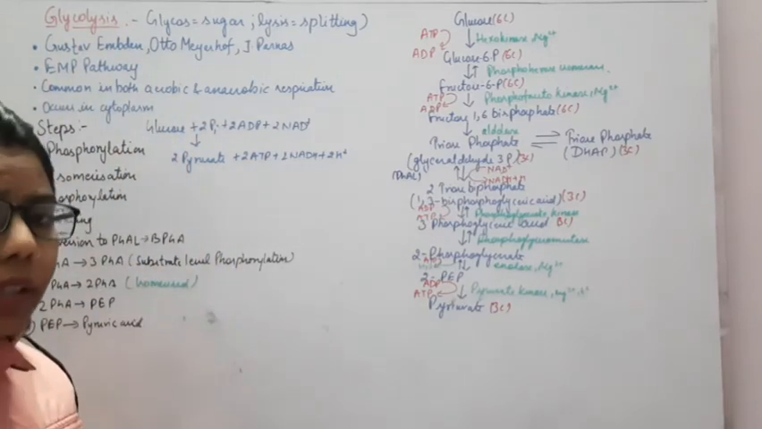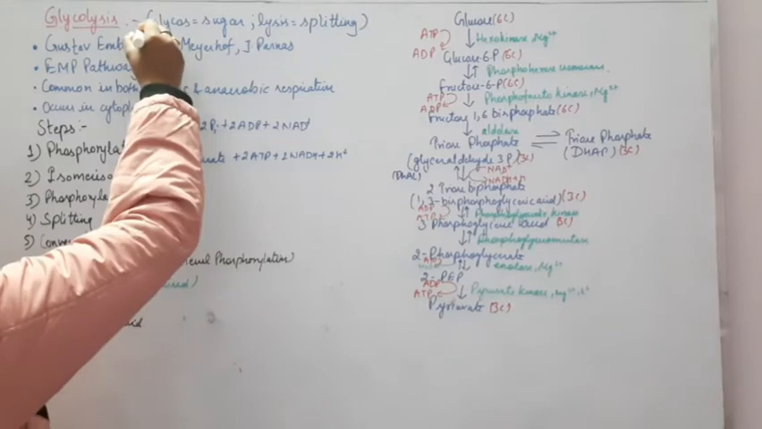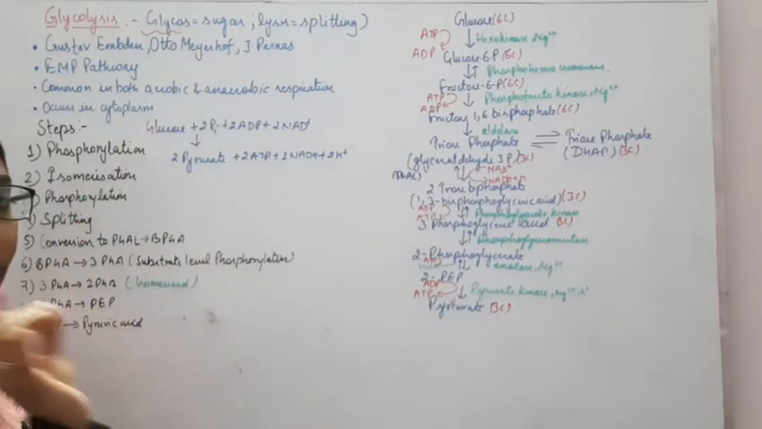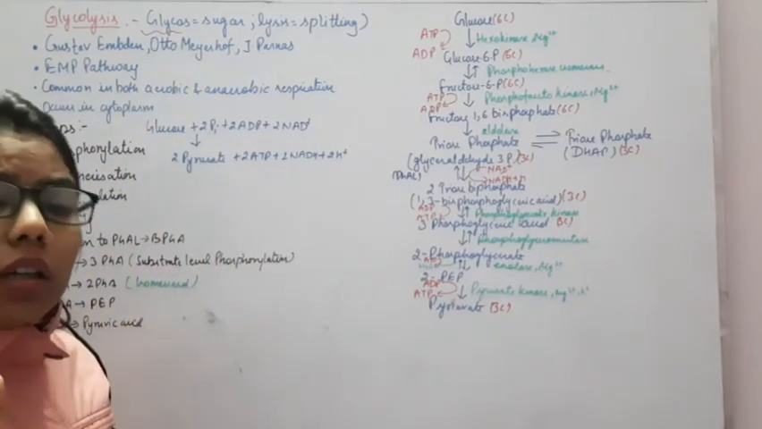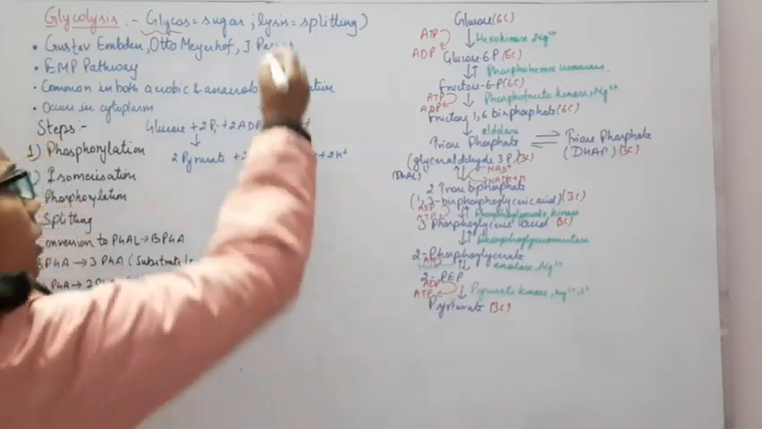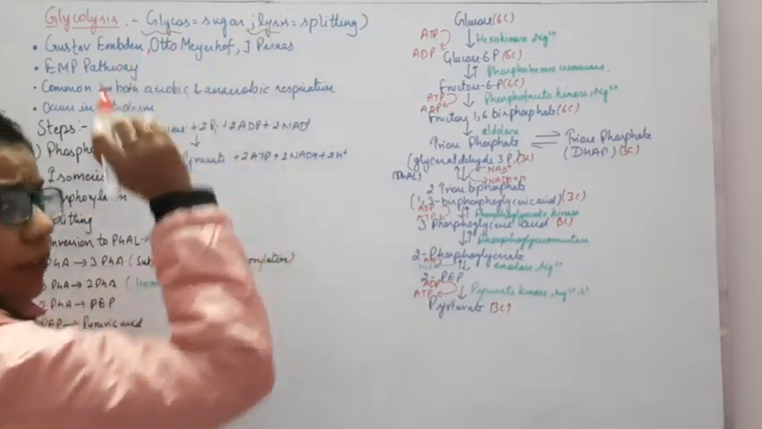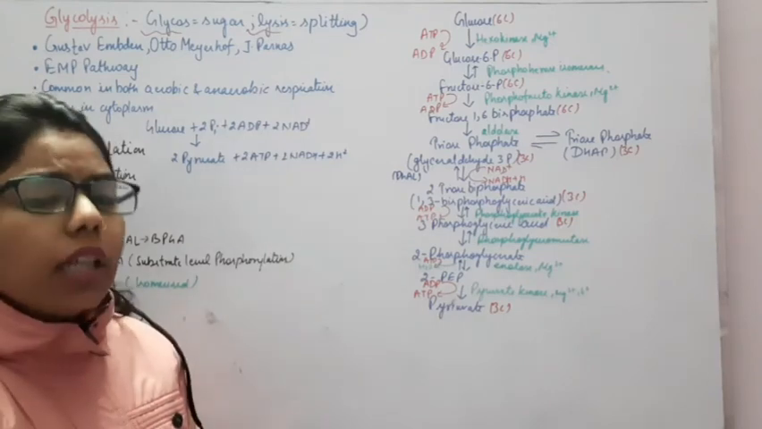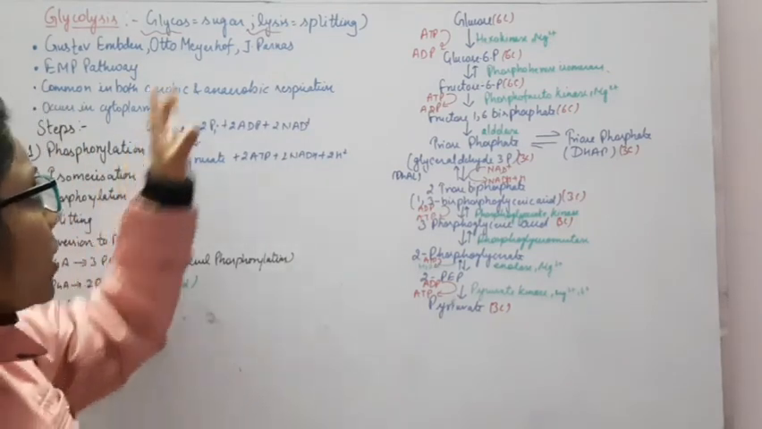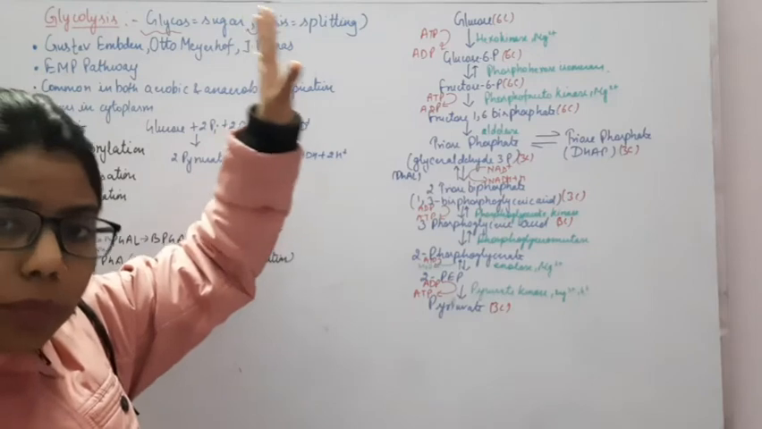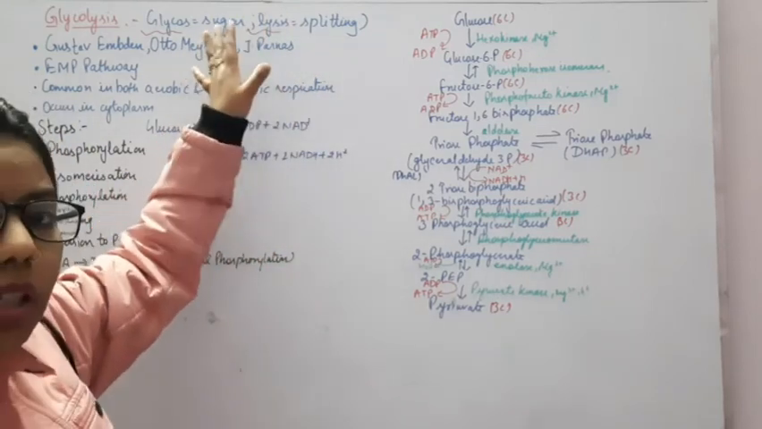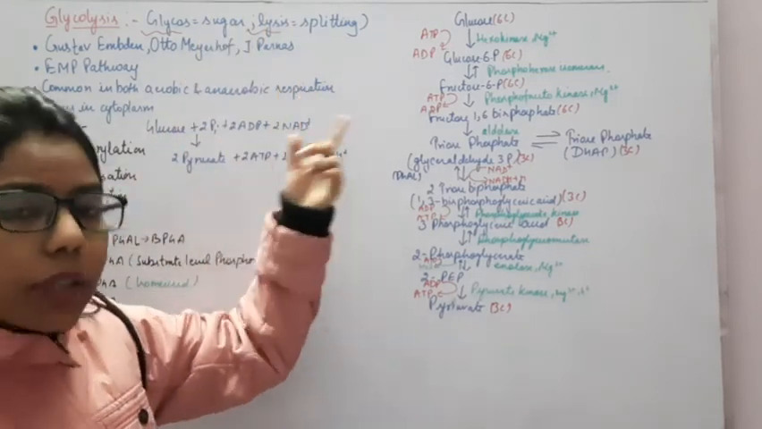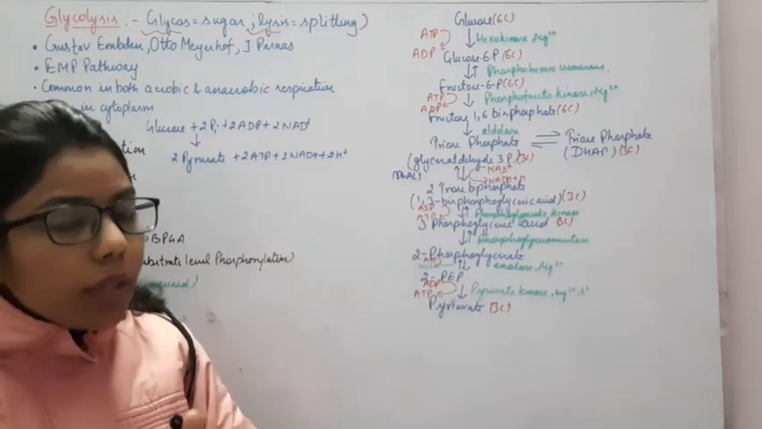If you split this term into two, it is glyco and lysis. Glyco means sugar, and here we are talking about which sugar? The glucose, right? So glucose is the sugar, and lysis means splitting or breakdown. So what is going to happen in glycolysis? There will be the oxidation or breakdown of this sugar molecule, and due to this splitting, what will happen?